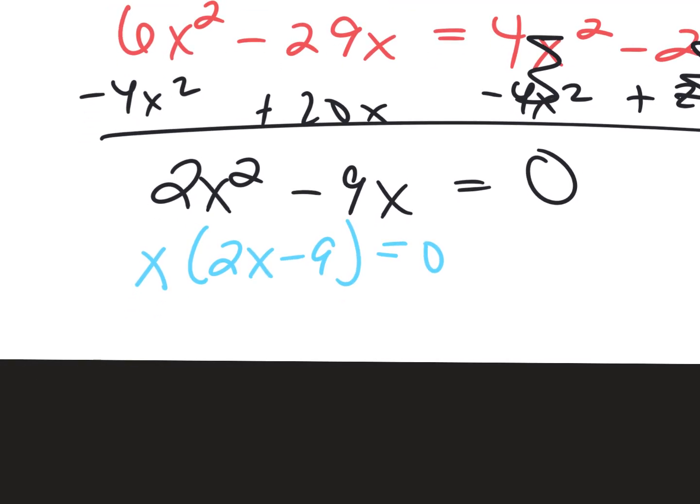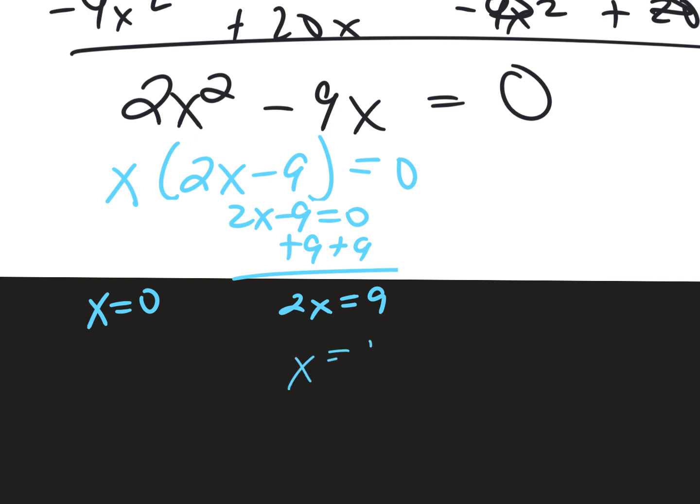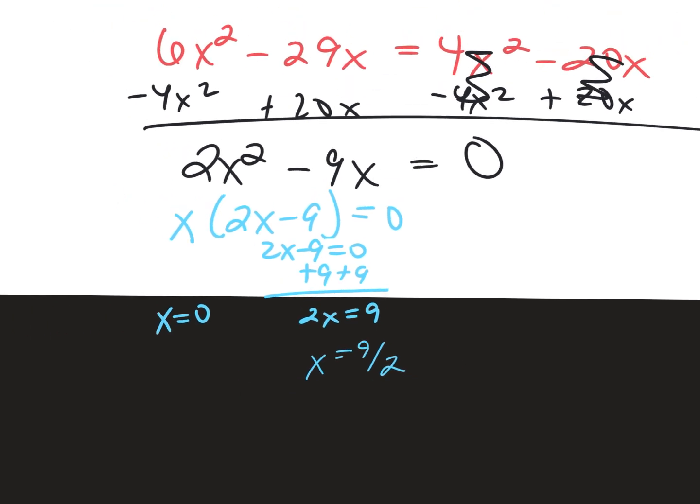And then I set each piece equal to 0. So I get x equals 0 here. 2x minus 9 equals 0. I'm going to add 9 to both sides. 2x equals 9. So x equals 9 over 2. Is it okay to get a fractional answer? Yeah, especially since you guys are allowed to have calculators, so the numbers might be a little different. But what do I have to do with those two?